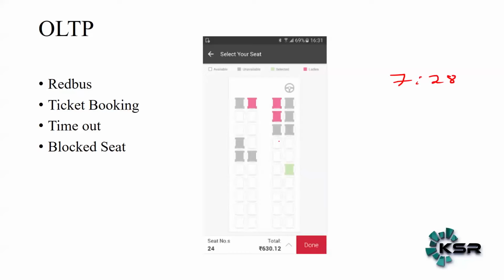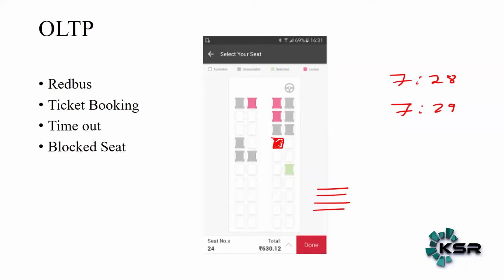I go and book this ticket. I go and block this ticket. After blocking, I have to give my phone number, my email, my details, age, seat, everything I'll give. At 7:29, if you come to the same bus and see this ticket, will it be available for you? No.